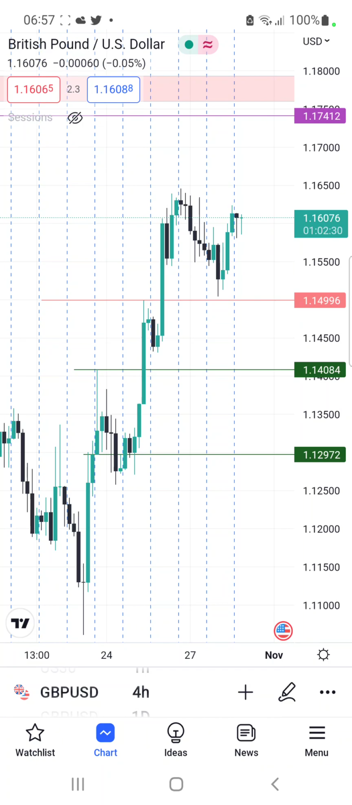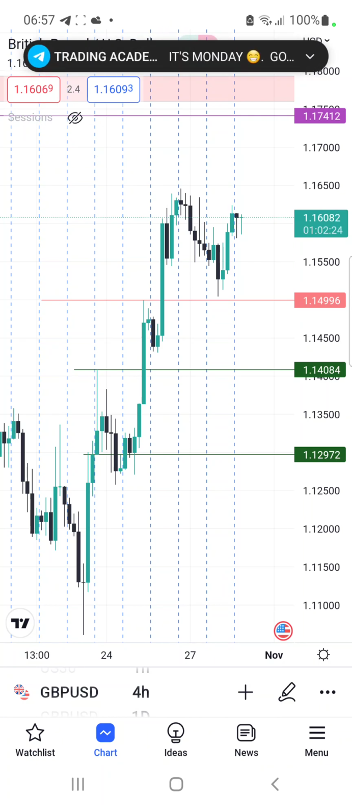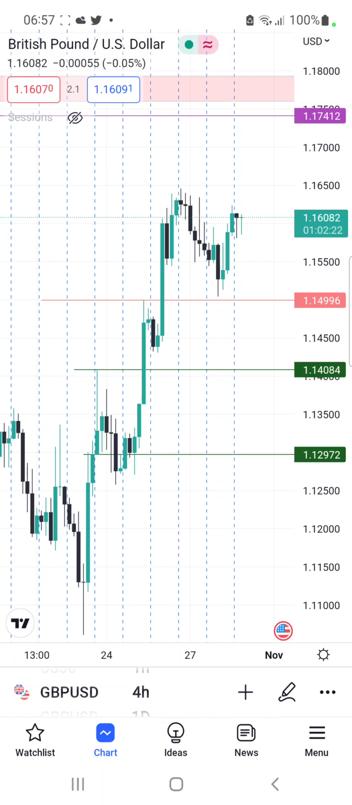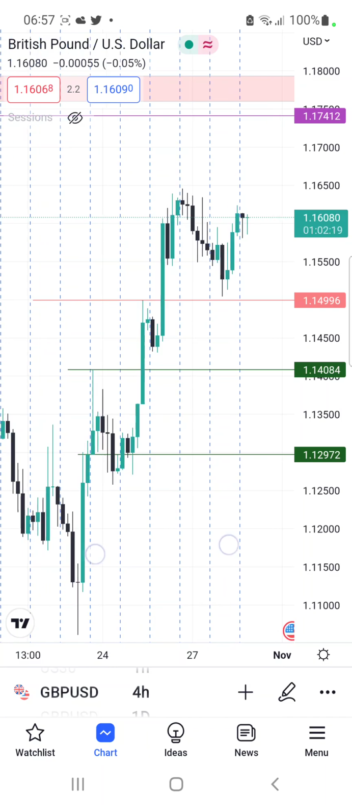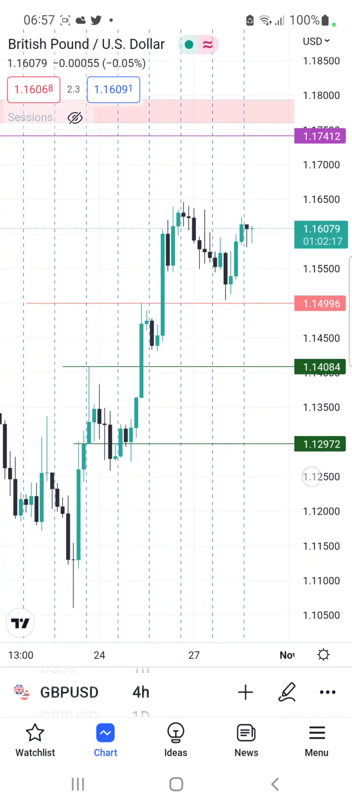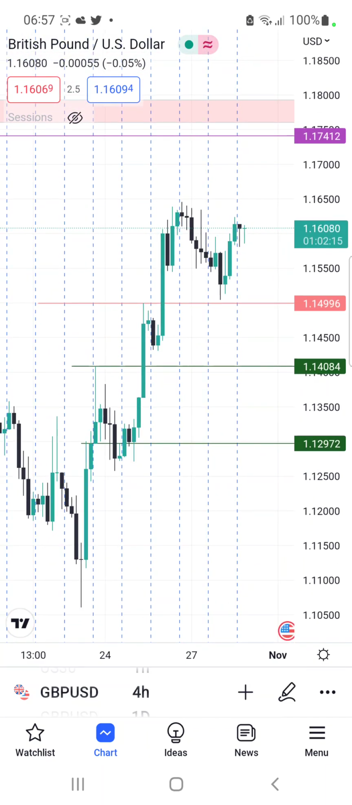Basically, GBPUSD is my main pair. It is what I look at every day. So let's see what happened last week and let's see what we expect this week.